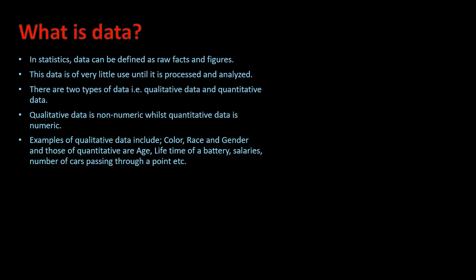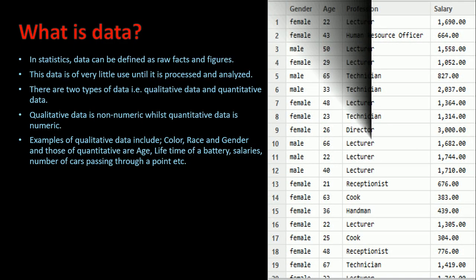of something. On the other hand, if you are to look at variables like age, lifetime, and salaries, they are numeric, and hence they are quantitative. On the right side of the screen, I'm showing a data set, and on this data set we have 4 variables, 2 of which are qualitative and the other 2 are quantitative. Gender and profession are qualitative because they are not numeric, whilst age and salary are quantitative variables.